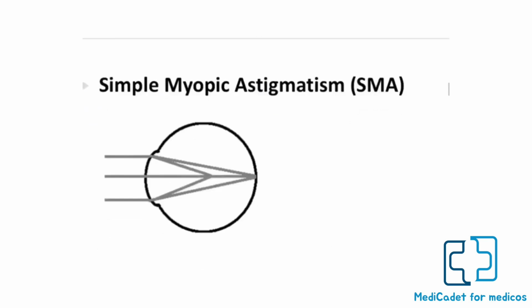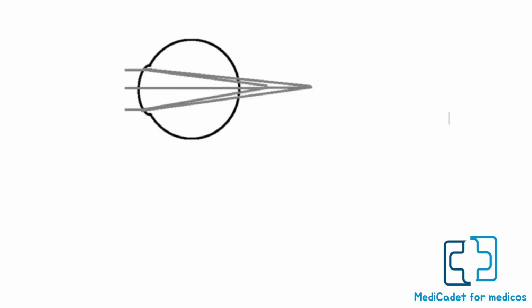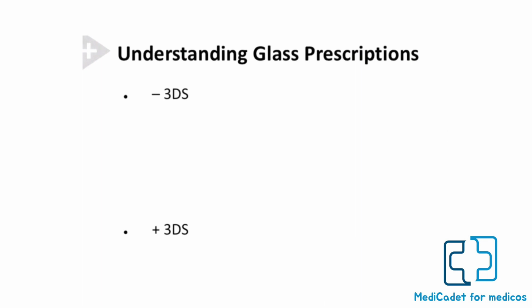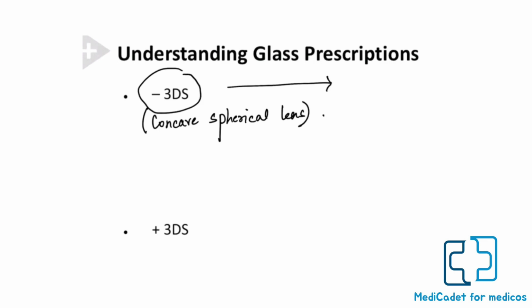Right? So let me show you an example, and that is going to make things a little easy for you. So let us look at this example. Suppose we get this glass prescription: -3 diopter sphere. So what is this? This is a concave sphere or a concave spherical lens. Right? So if we are given this glass prescription, what is the refractive error? It is obviously a simple myopia. So it's a simple myopia.